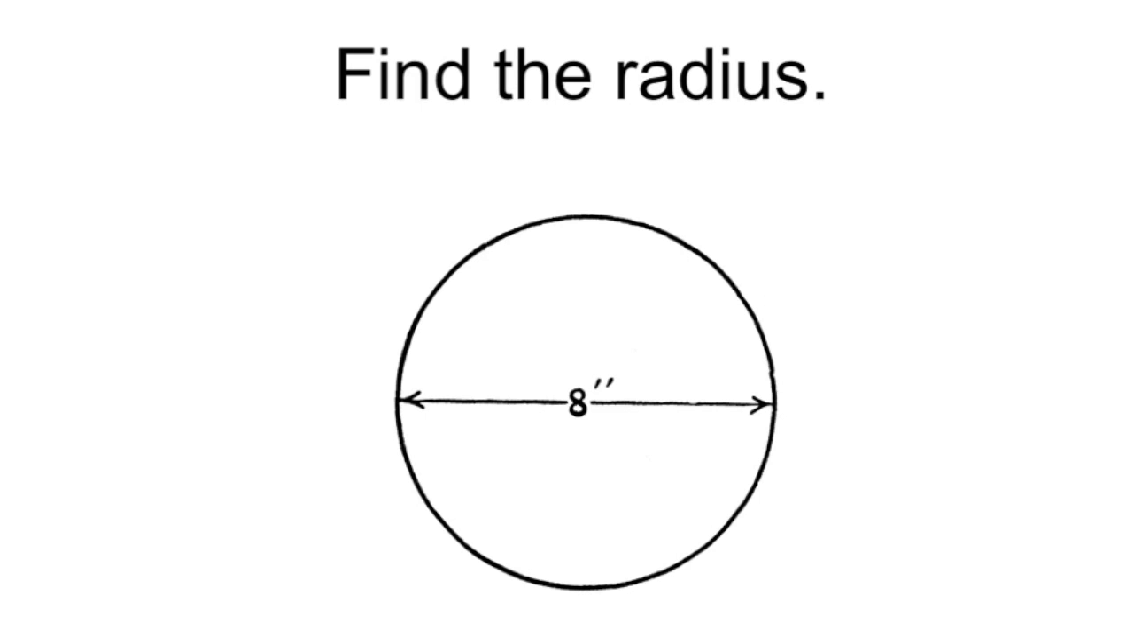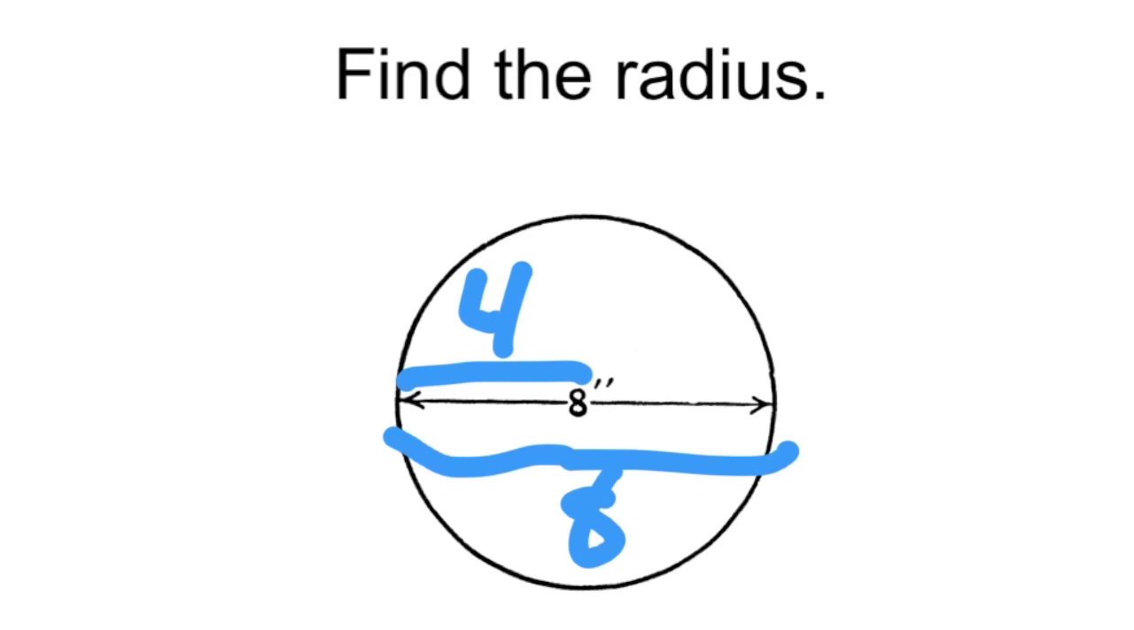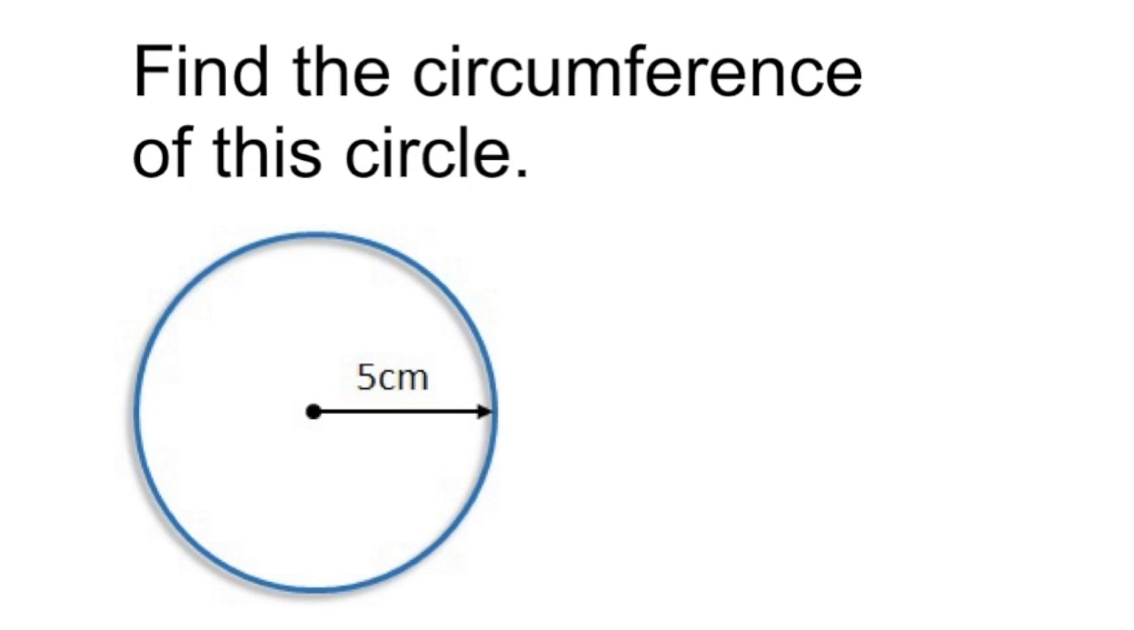Here we're given a circle with a diameter of 8 inches. What would the radius be? Alright, so the diameter is 8, and the radius is going to be half of that. So what's half of 8? 4 inches.